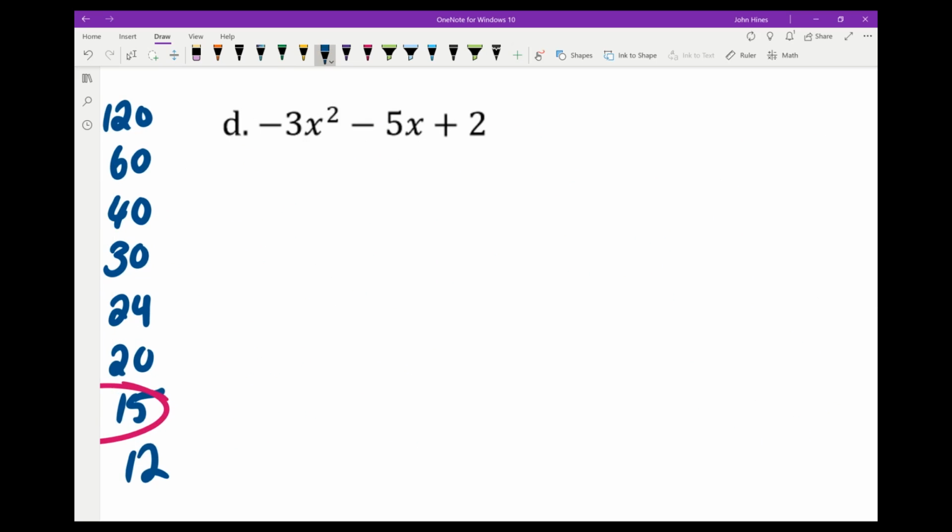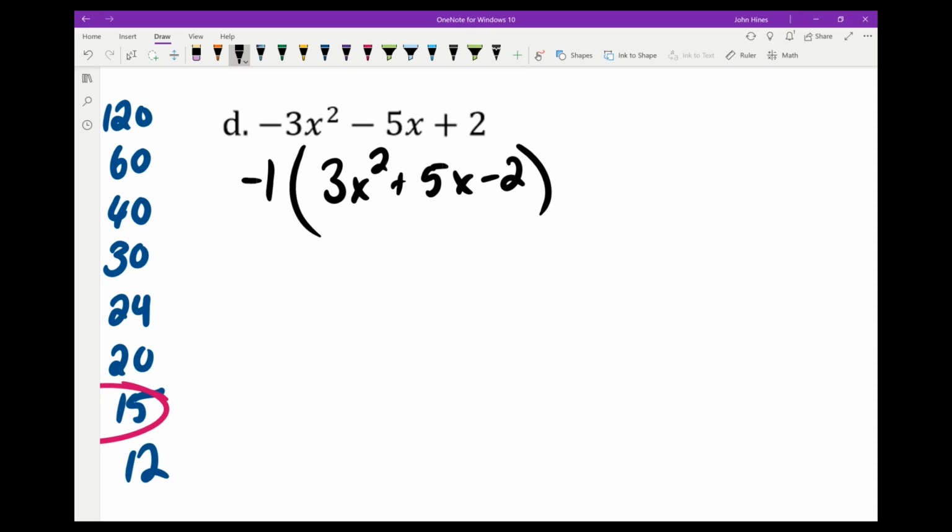All right, let's see. Okay, so I'm starting with a negative here. Even though there's no number to GCF out, let's take out a factor of negative 1 from everybody. I don't like factoring when that leading coefficient's negative. It just makes things a little bit more complicated.